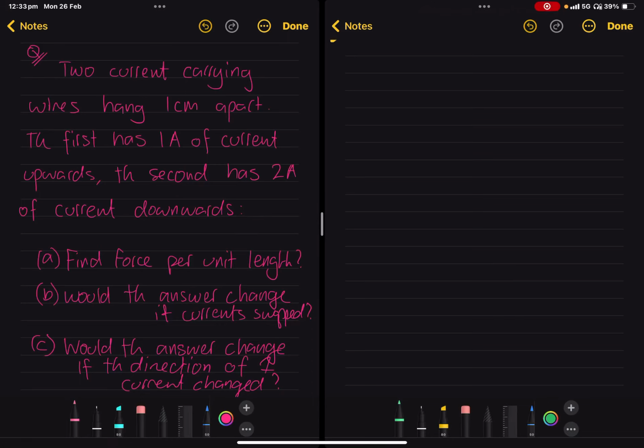Okay, so let's take a look at another electromagnetics question. Here we're told two current-carrying wires hang 1 centimeter apart. The first has 1 amp of current upwards, the second has 2 amps of current downwards. A, find the force per unit length.